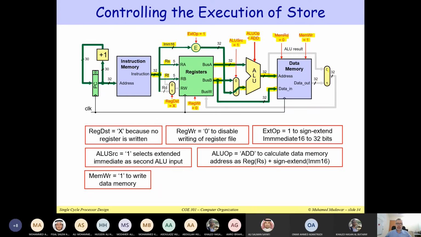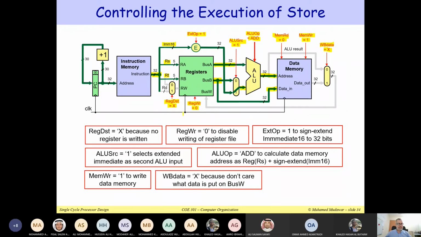There is no ALU result that should be written back, so I really don't care about this last multiplexer. Here the write back data will be X. It means that we are not going to write anything into the register file. Whether you choose X to be 0 or 1, it does not really matter. Choose it any way that you want. Nothing is going to be written because the register write is equal to 0. So this is how we control the execution of the store.